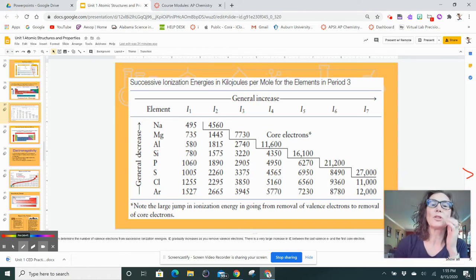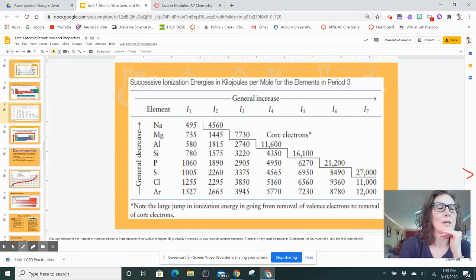So this next slide is just giving us some examples of these. You can see here's the first ionization energy for sodium, and then here's the second one. Taking that first electron out of the valence shell is really, really easy, but taking the electron out of a full shell, that second energy level, is very, very difficult. Same with magnesium. The first one is pretty easy. The second and third ones are much, much harder.